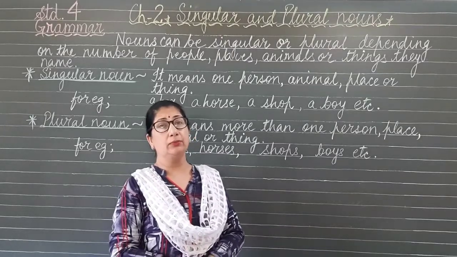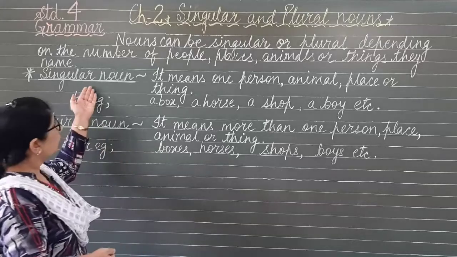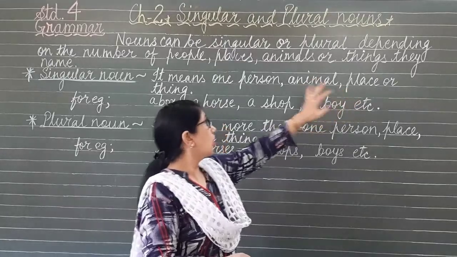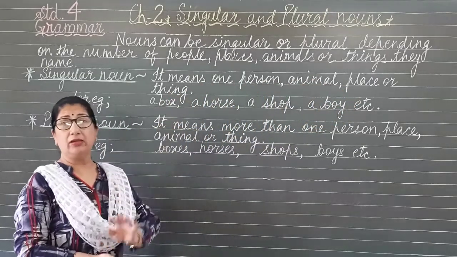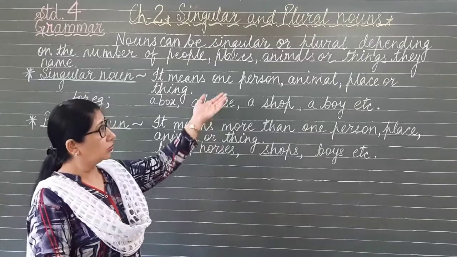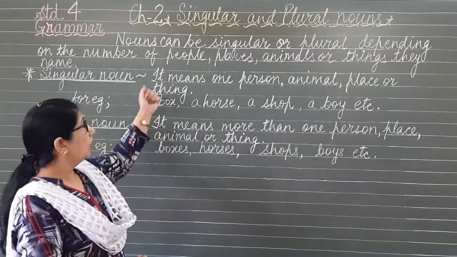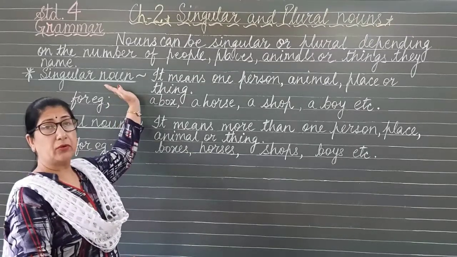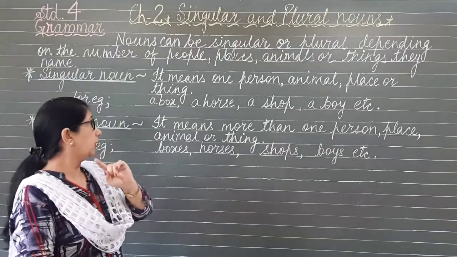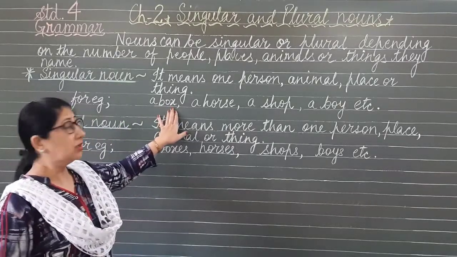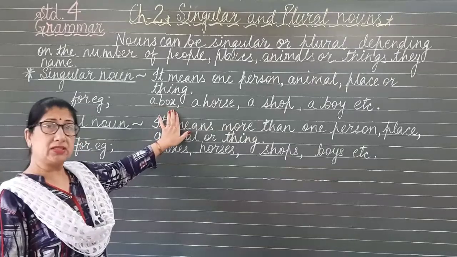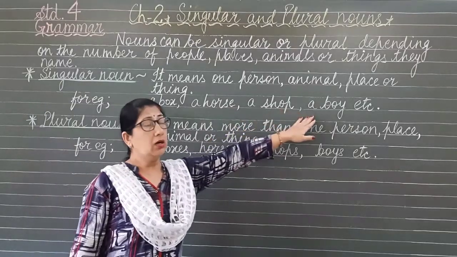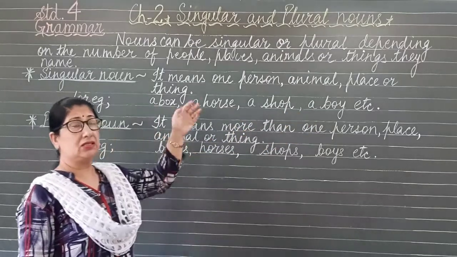Now what is this singular and plural? Let us see. Singular nouns, it means one person, animal, place or thing. When we consider only one person, or when we are talking about only one animal, one place or any single thing, we call it a singular noun. Singular comes from the word single. Single means one. For example, a box. A stands for one. A box means one box. A horse means one horse. A shop, a boy, etc. There may be many such examples.